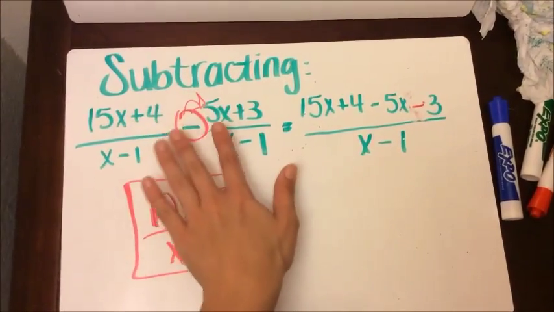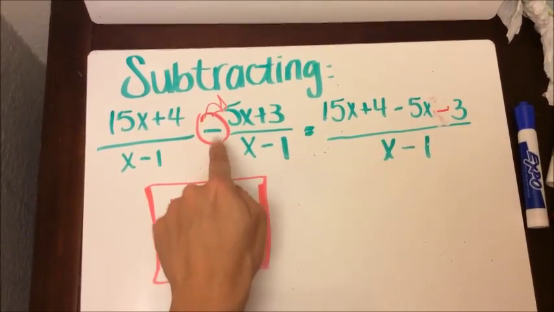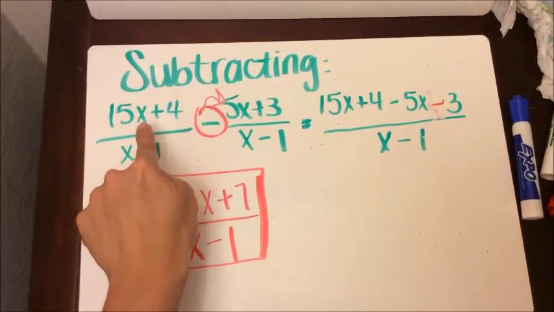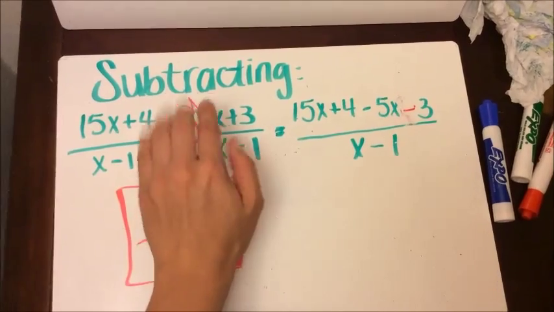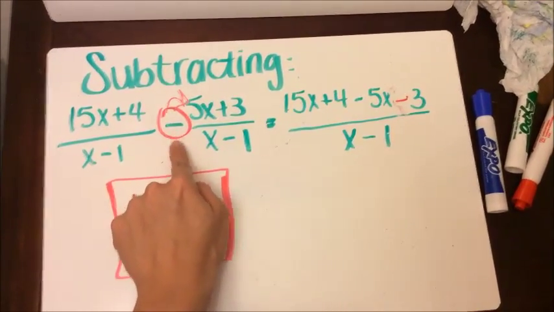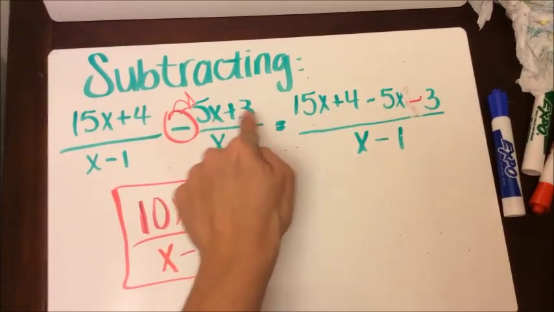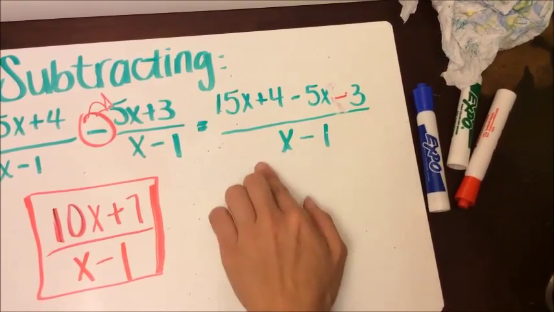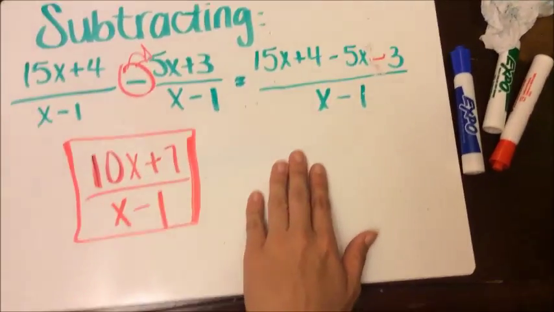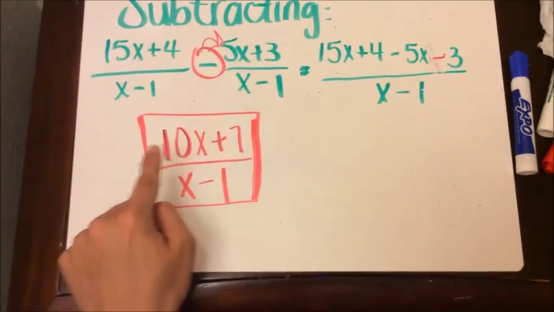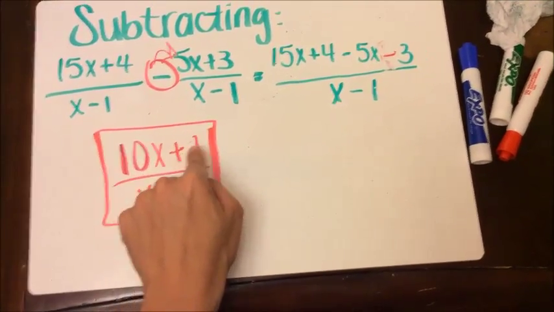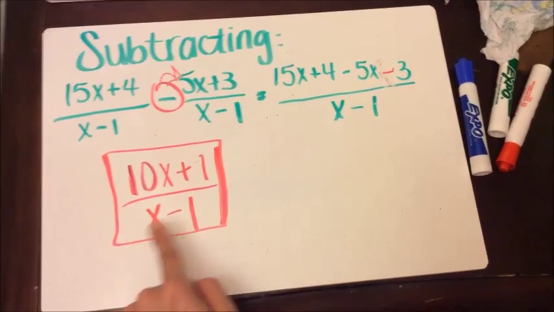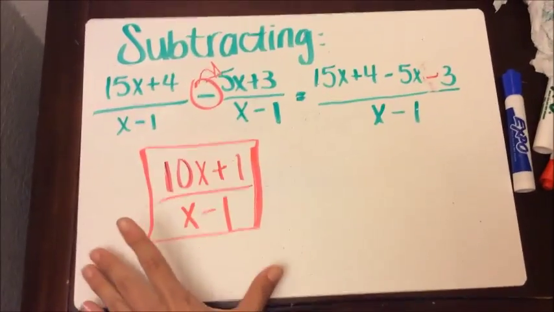Then we have to combine the numerators, but we have to keep in mind that it's a subtraction, so this negative finds its way to the second numerator. So we have a 5x plus 4, and we're combining it with the second numerator, but we have to keep in mind again that the negative distributes its way. So instead of a 5x plus 3, this turns into a negative 5x minus a 3, and we have the same denominator. Then we combine like terms, and 15x minus 5x is 10x, and 4 minus 3 is a positive 1, over x minus 1. And that is how you would subtract.